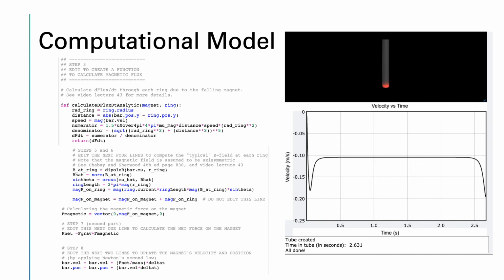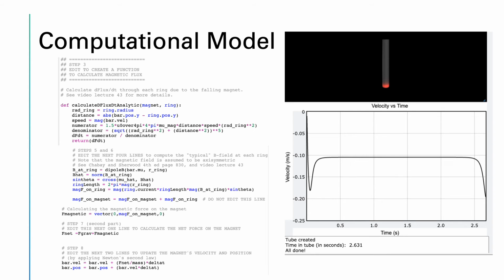Here is my computational model recreating the physical experiment that I performed in the last slide. On the left, I included some of the important code that was used to model the system. You can see on the left at the top, I was calculating the magnetic flux, and then in the middle, steps 5 and 6 were used to calculate the B field at each individual ring that in the end we combined to represent the entire tube of aluminum foil.